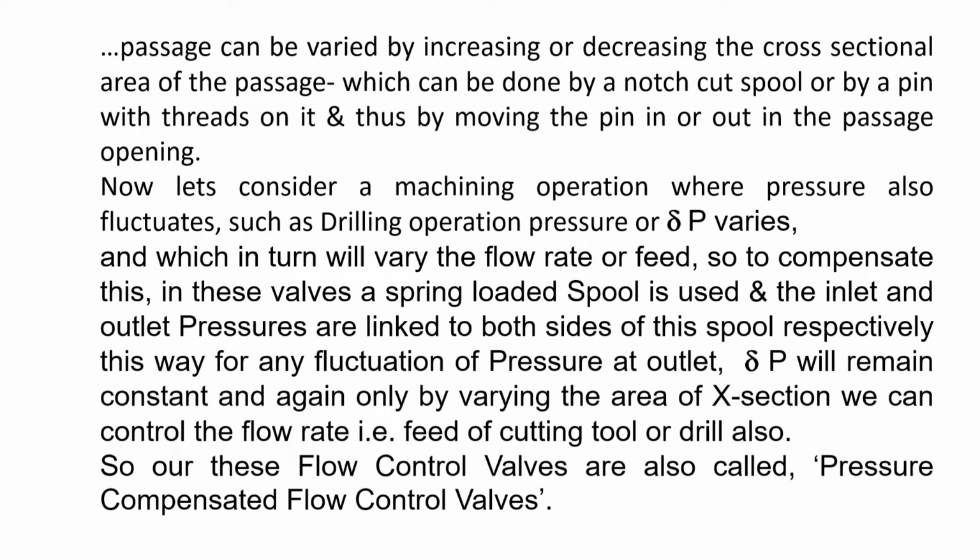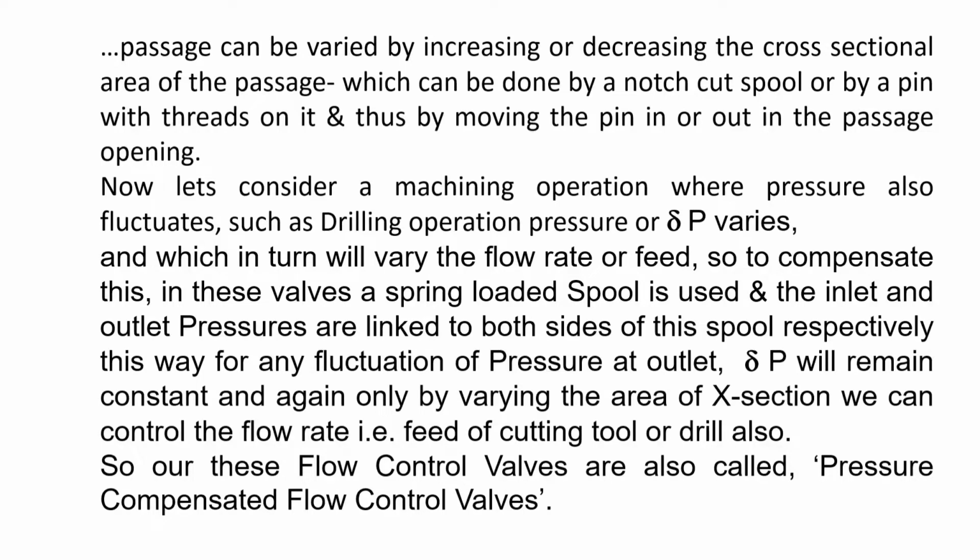Now let's consider a machining operation where pressure also fluctuates with the operation, such as a drilling operation, because it has packing and you never know how much thrust is required each time to move at a constant flow rate inside the metal body. So delta P varies here, which in turn will vary the flow rate of feed. To compensate for this, in these valves a spring-loaded spool is used and the inlet and outlet pressures are linked to both sides of the spool respectively. This way, with any fluctuation of pressure at the outlet, delta P will remain constant.